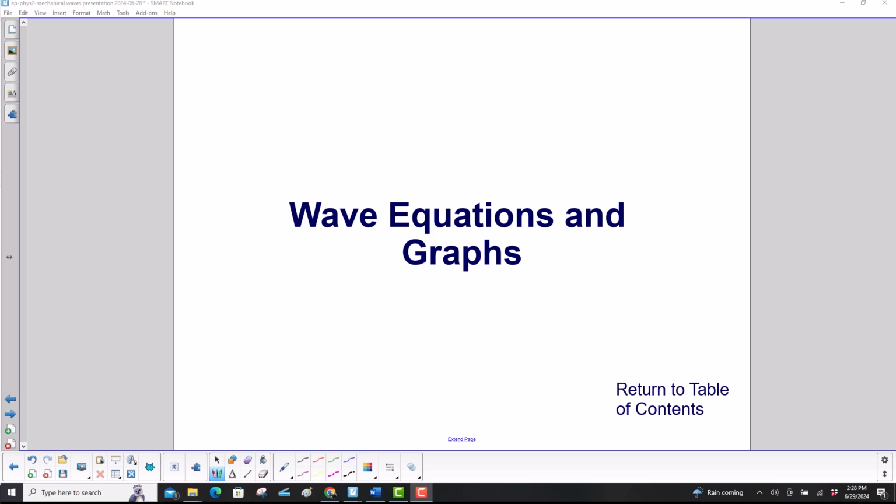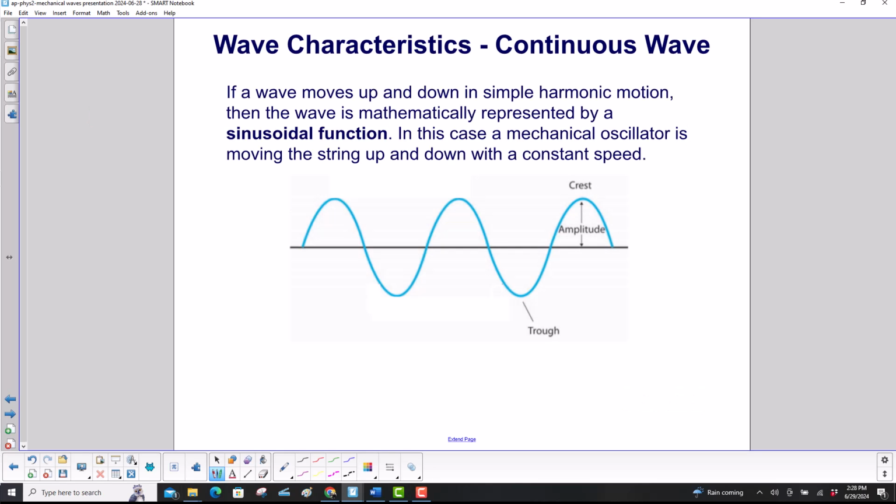Wave equations and graphs. If a wave moves up and down in simple harmonic motion, then the wave is mathematically represented by a sinusoidal function, sine or cosine. In this case, a mechanical oscillator is moving the string up and down with a constant speed. Again, here's your trough, the lowest point, here's your crest, the highest point, and the amplitude is between the crest or the trough and the center line, the equilibrium line.